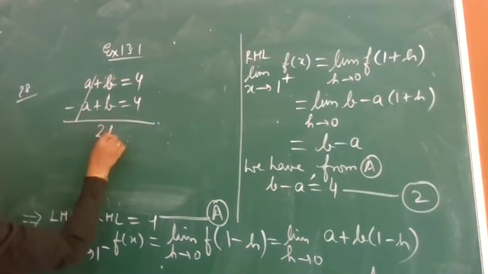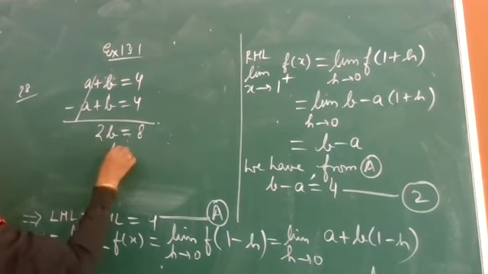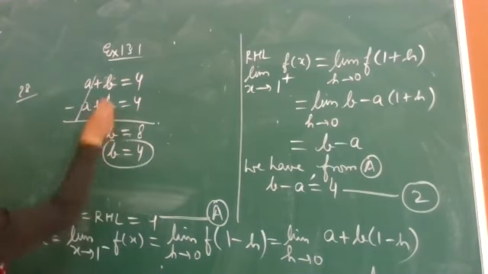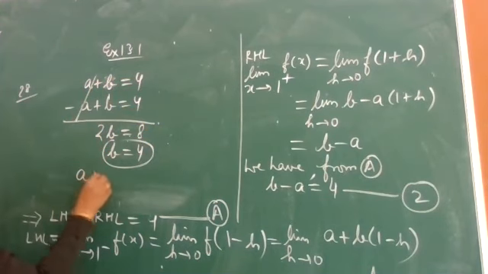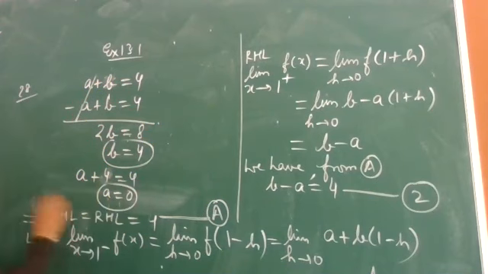We get 2B equal to 8, B equal to 4. A plus B equal to 4, A plus 4 equal to 4, we get A equal to 0. So A is 0 and B is 4.